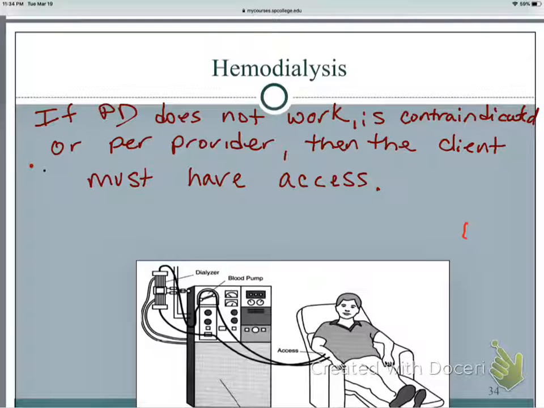Any questions with peritoneal dialysis? Pretty straightforward, right? All this is in your textbook. Please fill out your modules. That will really help you with this, especially with complications and advantages, disadvantages. Focus on those. So we're going to go ahead and get into hemodialysis.